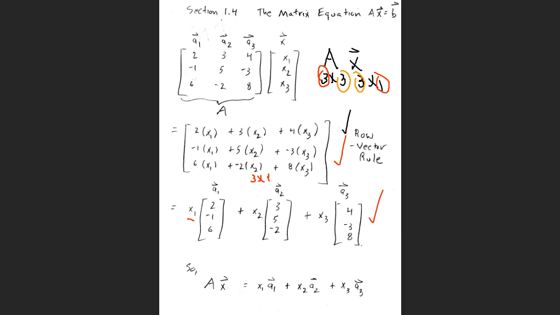And we can write this 3 by 1 matrix as this linear combination of vectors: x1 times the column vector a1 of matrix A, plus x2 times the column vector a2, plus x3 times the column vector a3.